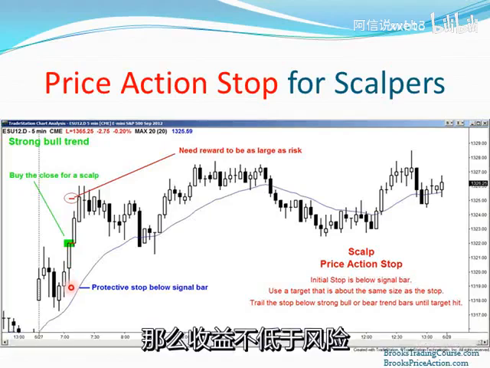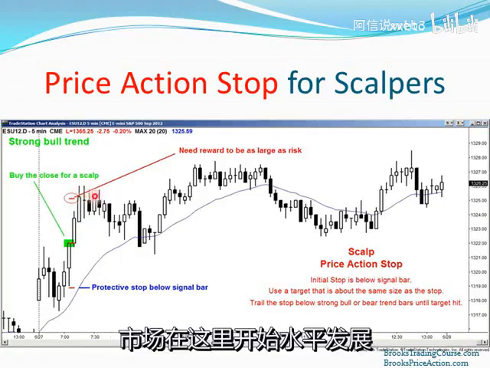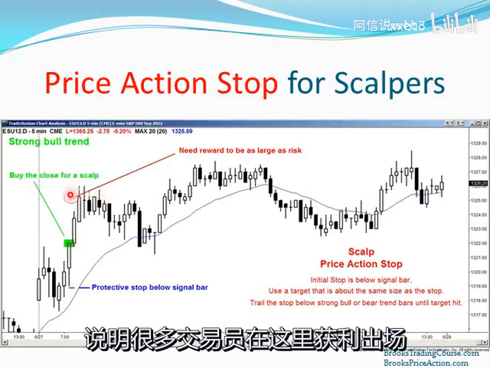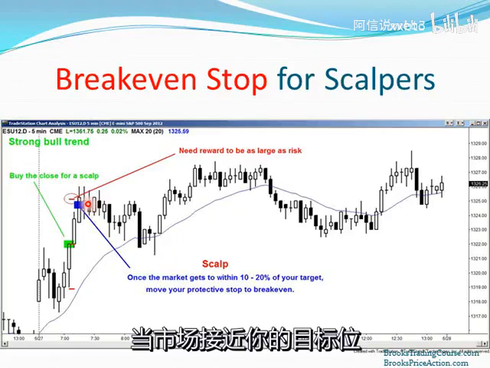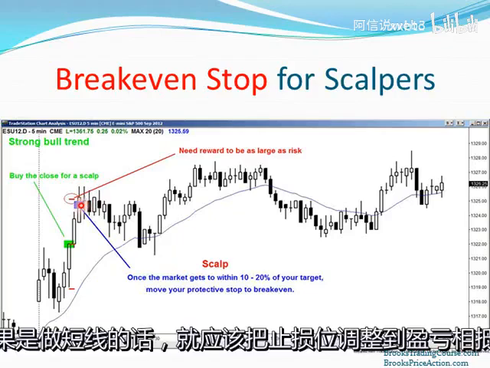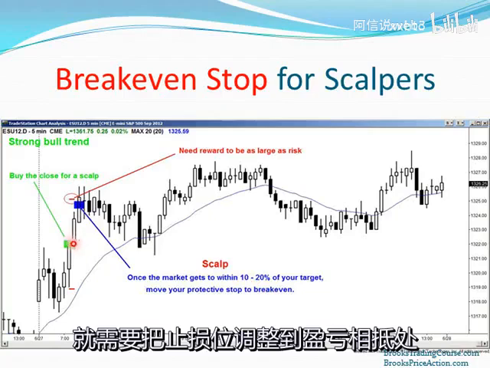If they did that, again, they need a reward at least as big as their risk, so they would go for a profit target up here. And you can see that the market went sideways up here, so a lot of traders did in fact take profits at around that measured move target. Once the market gets close to your goal, if you're scalping, you want to move your stop to break even. So if it gets to within 10 or 20% of your target, you'd move your stop to break even.